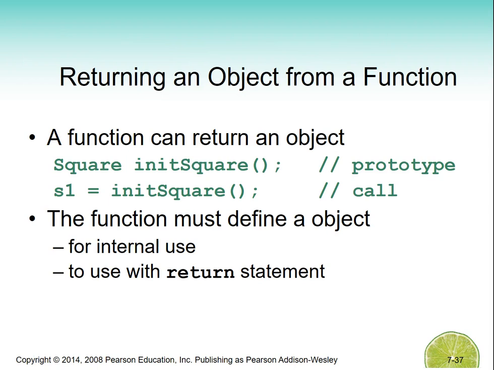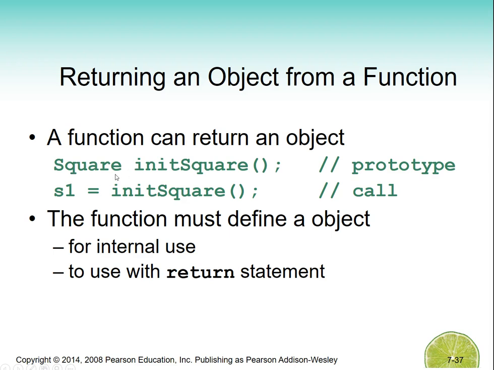You can also return an object from a function, and what that means is you have to make a local object and then return that value from the function. Any function can return an object or return something if we want. It can be primitive or it can be an object. So we have to declare a local item of whatever data type we want to return. In this example, it's going to be a Square. The function must define an object for internal use and then use that value to return it.